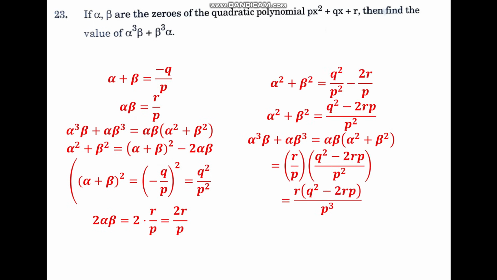When we take alpha beta common from alpha cube beta plus beta cube alpha, we get alpha beta times (alpha square plus beta square). So first we need to find alpha square plus beta square. By algebraic identity, alpha square plus beta square is (alpha plus beta) whole square minus 2 alpha beta. When we substitute all these values, alpha square plus beta square is (q square minus 2rp) upon p square. So alpha cube beta plus alpha beta cube is r times (q square minus 2rp) upon p cube.